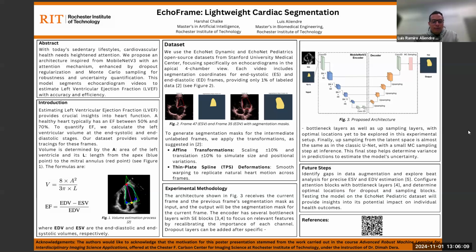And finally, the acknowledgements. We would like to acknowledge that the motivation for this poster presentation stemmed from the work carried out in the course Advanced Robust Machine Learning for Interdisciplinary Imaging Science Applications, offered under the instruction of Dr. Dima Dev.